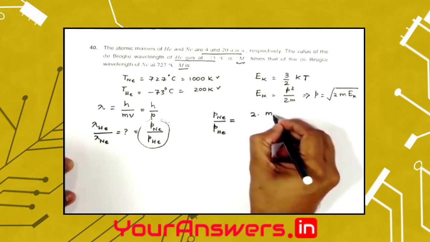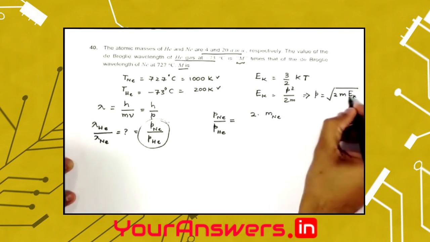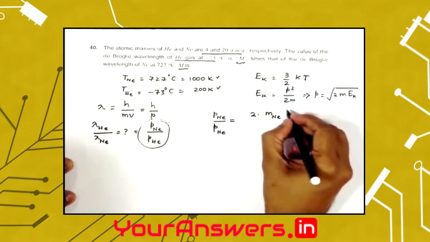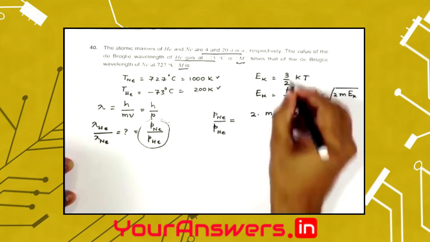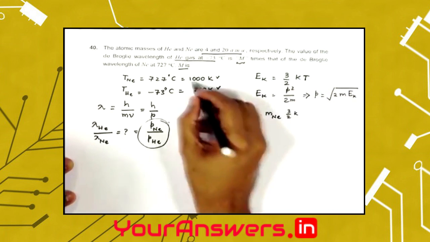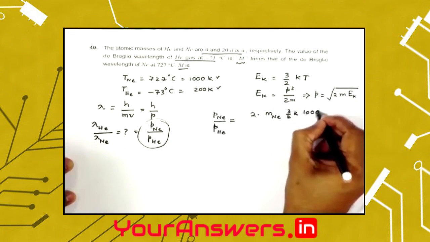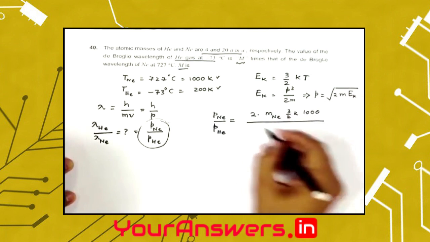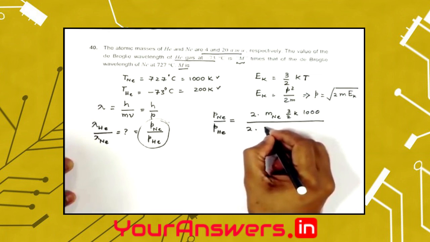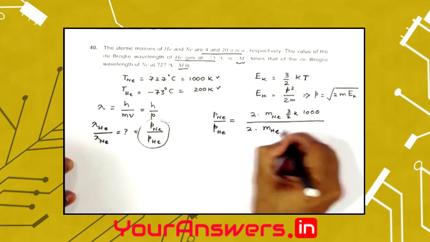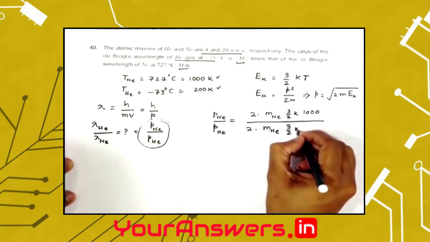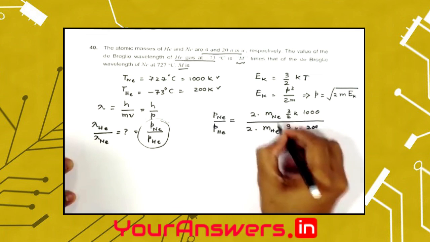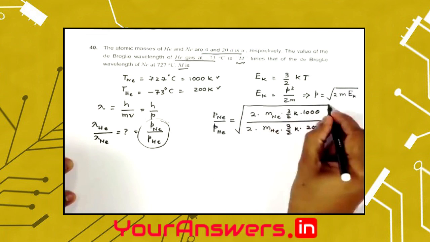Alright. So, the momentum of Ne divided by momentum of helium, which is what we are trying to get, is therefore the square root of 2 times mass of neon times kinetic energy of neon, which is 3 by 2 k, where k is the Boltzmann constant, and T is 1000 Kelvin for neon. I am not writing down the units, because both will have the same units. They will anyway cancel. So 2 times mass of helium multiplied by 3 by 2 k Boltzmann constant, and the temperature is 200. They are all multiplied, and this is under square root.